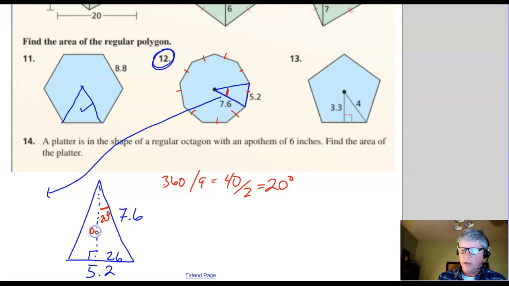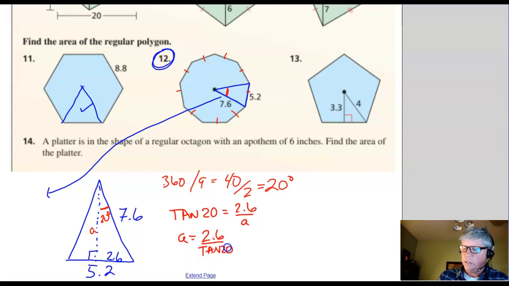We're looking for this value right here, the apothem, or the height of the triangle. So we have the hypotenuse or the opposite, so we can use a lot of different things. We've been using tangent a lot, so I'll just use tangent. So the tangent of 20 is equal to opposite, 2.6 over A. Cross multiply and divide, so we get A is equal to 2.6 over the tangent of 20.